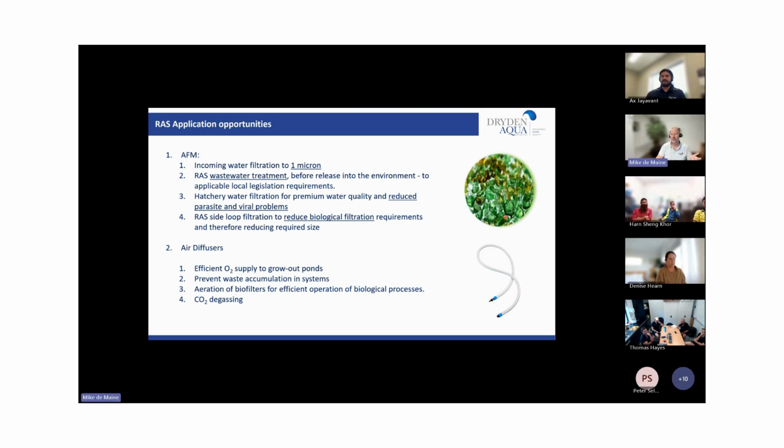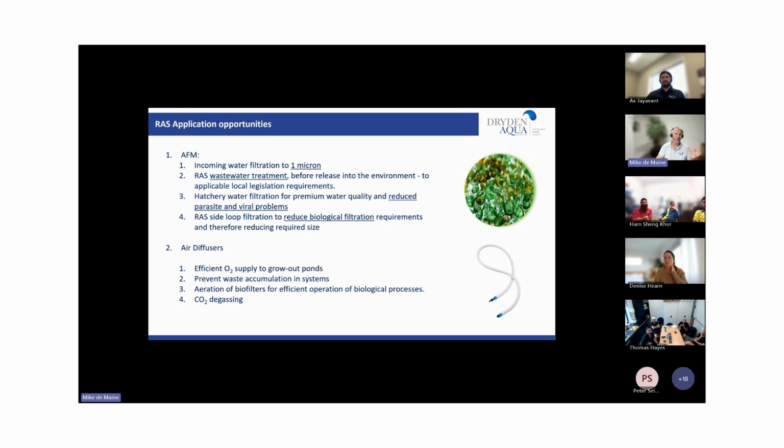So that's the side loop filtration that is happening in hatcheries, and even to some extent, we're doing trials now on grow-out RAS, having AFM side loop filtration on grow-out RAS as well. Okay.